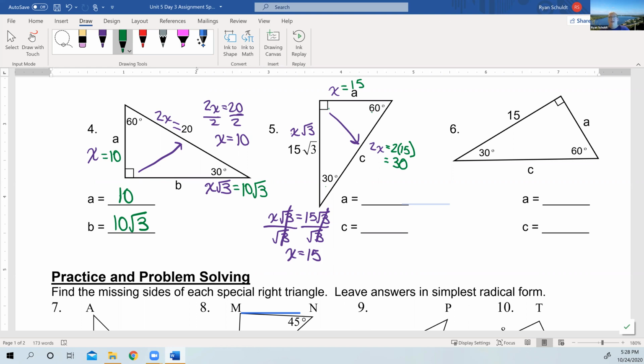So what is A equal to then? Well, it's right above it. A is 15. What's C equal to? 30. So that's number 5. Number 6. You're going to get tired of me saying this, but go through the 4 steps. What kind of triangle is it? 30, 60, 90.